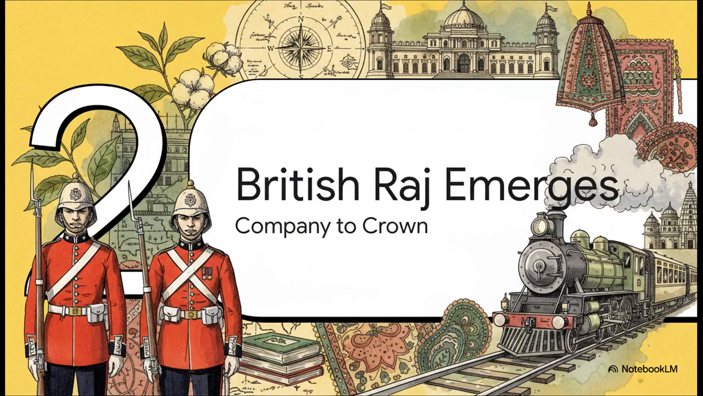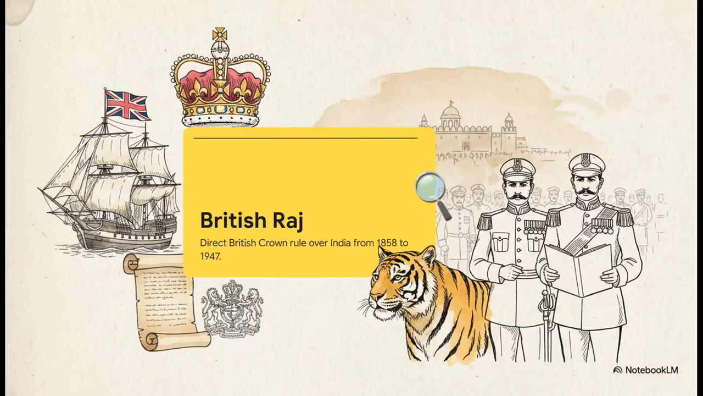Section 2, the British Raj emerges. From company to crown. Just to get our terms straight here, the Raj refers to the specific era when the British monarch directly governed the subcontinent. And it's kind of wild to think about, but this didn't start as a massive government project. It actually began as a corporate monopoly with the East India Company.